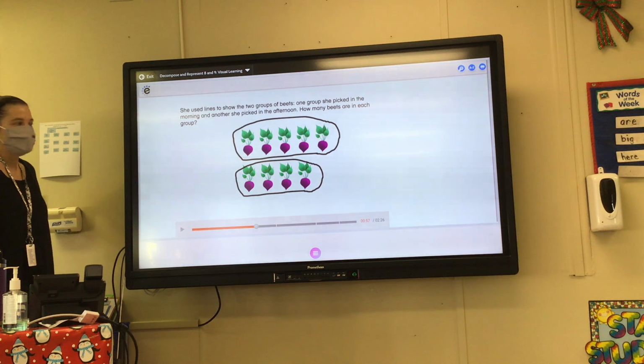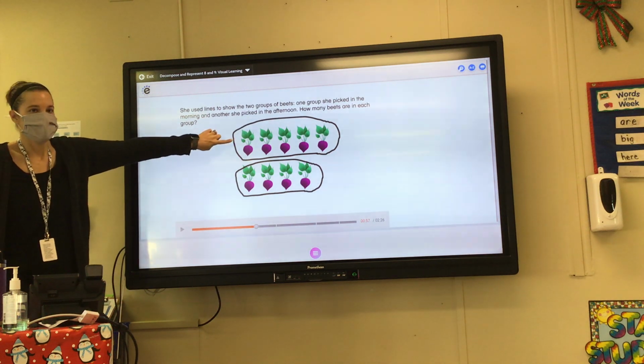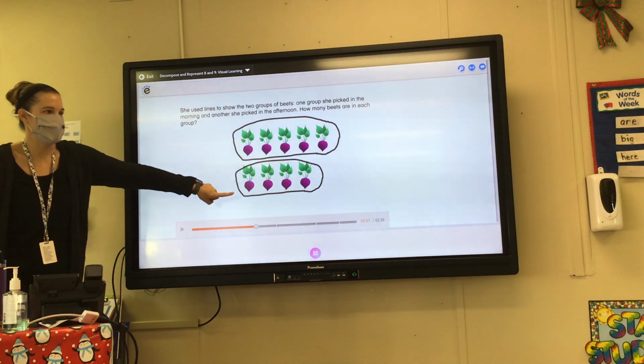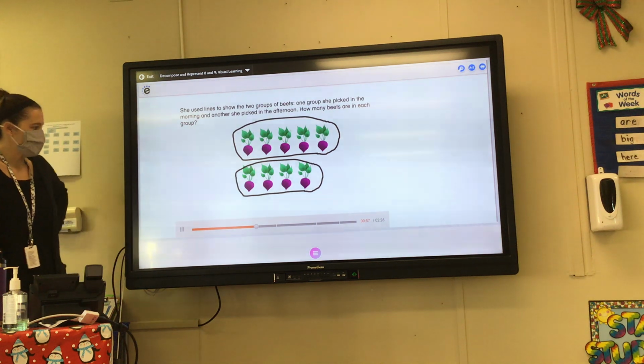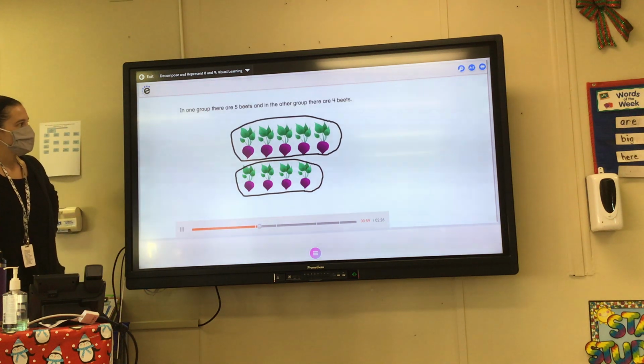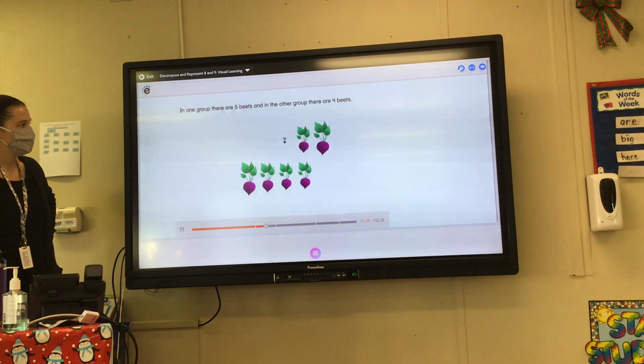Jack, up here at the top is how many? 5. Good. And how many in this bottom group here, Johan? 4. Awesome. In one group, there are 5 beets, and in the other group, there are 4 beets. You got it.